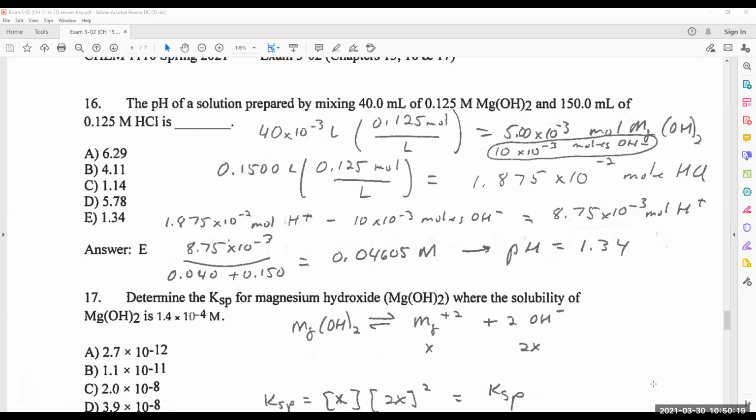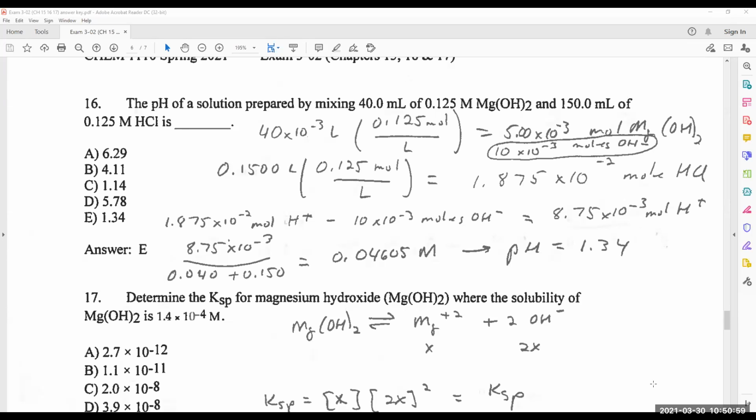Well, the key thing here is that's moles of magnesium hydroxide. We know that we get 2 moles of hydroxide for every mole of magnesium hydroxide. So to get the moles of hydroxide, we multiply that by 2. And so it'd be 10 times 10 to the minus 3 moles of OH minus. To get the moles of acid, 0.150 liters, that's converting that 150 mLs to liters. And then that times 0.125 tells us we have 1.875 times 10 to the minus 2 moles of HCl.